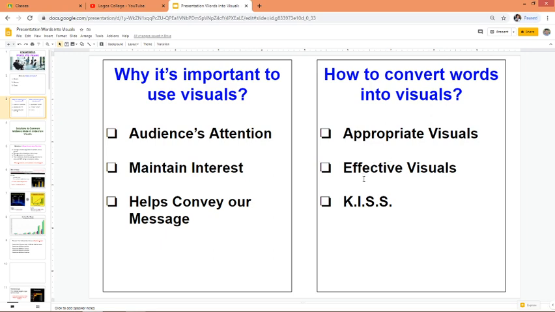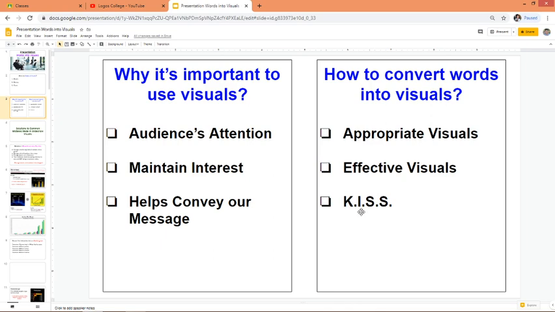And the visuals have to be effective. That means they have to work. They have to help you. They have to help the audience understand your message. If they're not effective, then they don't really have any relation to your presentation and are useless. So you want your visuals to be effective.